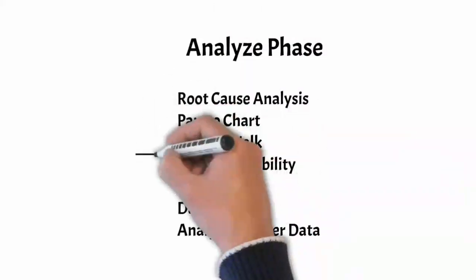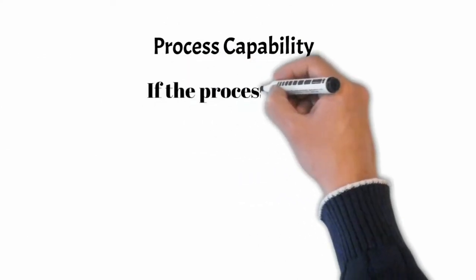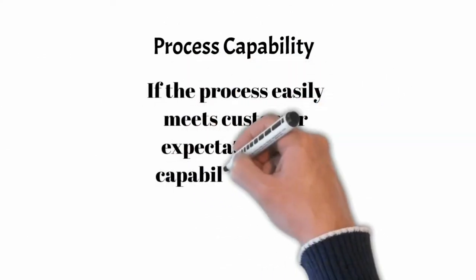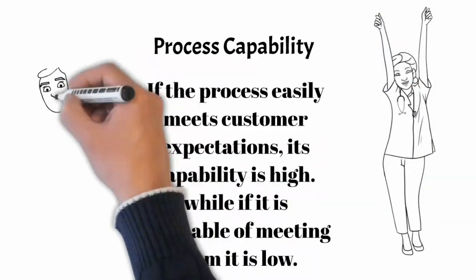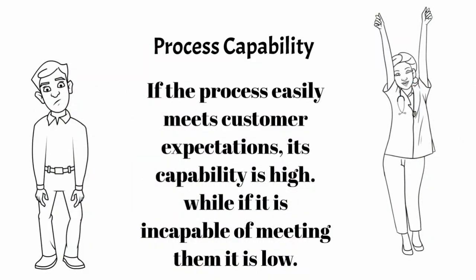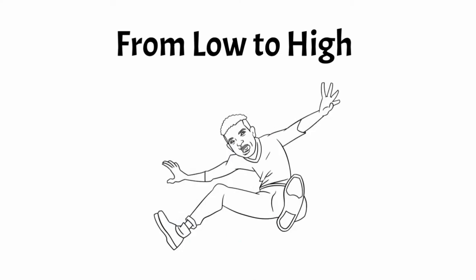Process capability. The concept of process capability compares what the customer expects to the capabilities of the process. If the process easily meets customer expectations, its capability is high, while if it is incapable of meeting them, it is low. When we start a Lean Six Sigma project, process capability is usually low, but after the process has been analyzed and improved, it should be higher.